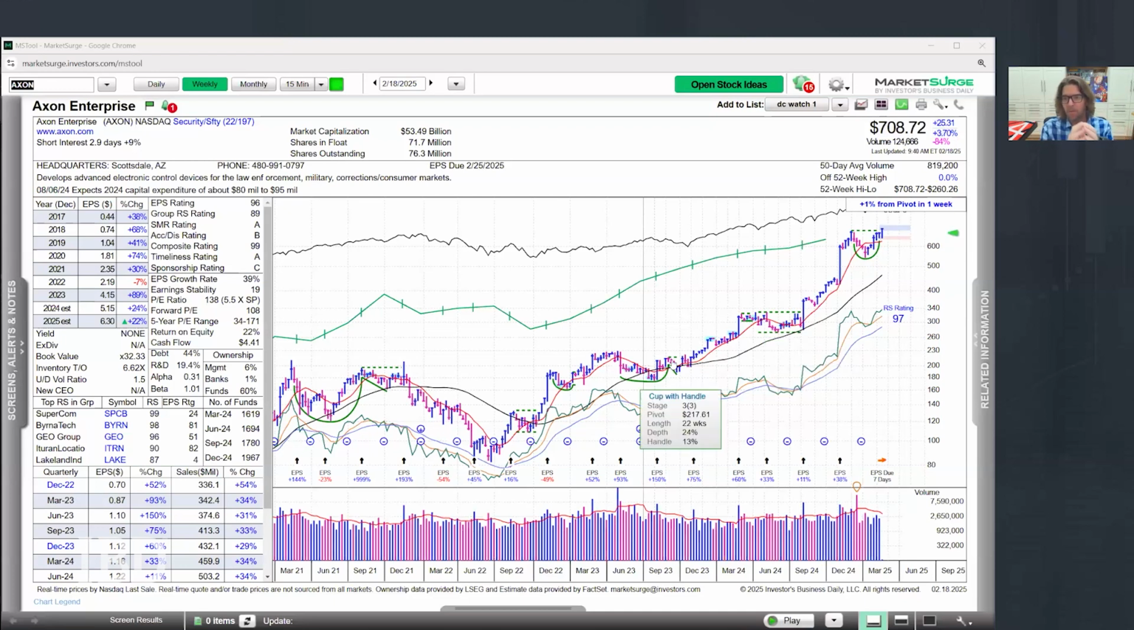It'll say like a 1A, 1B, 1C. That means those are all first stage bases within a base on base family.